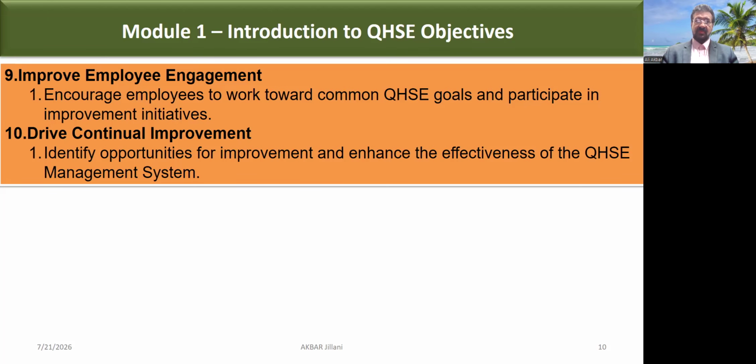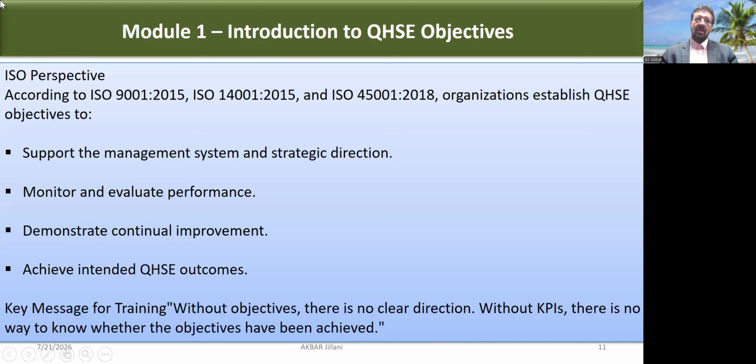Identify opportunities for improvement and enhance the effectiveness of the QHSE management system. Now, we are discussing the objectives from the ISO perspective: support the management system and strategic direction, monitor and evaluate performance, demonstrate continual improvement, achieve intended QHSE outcomes.